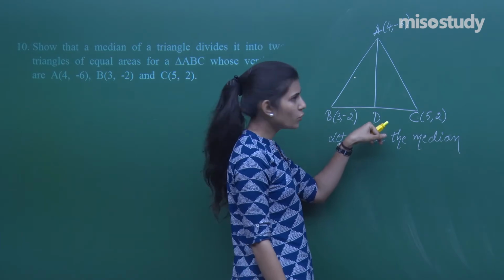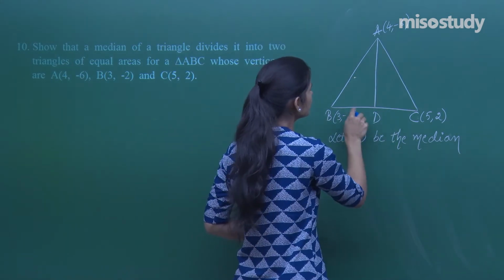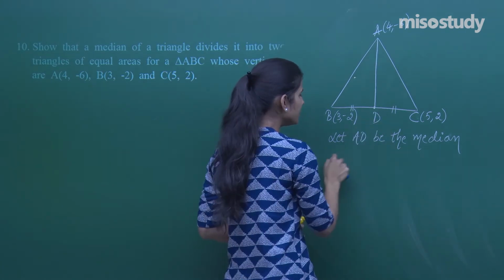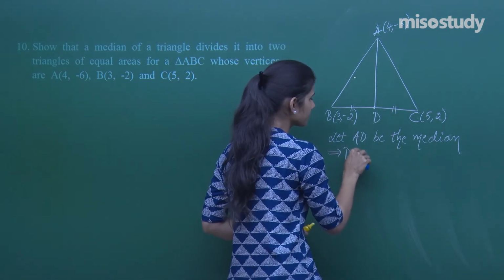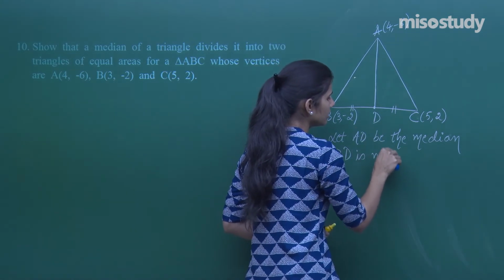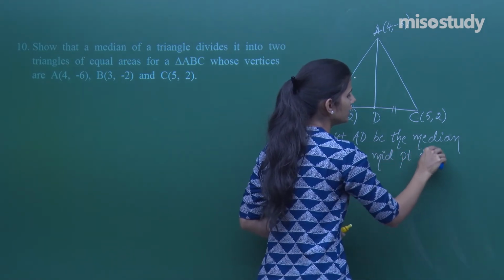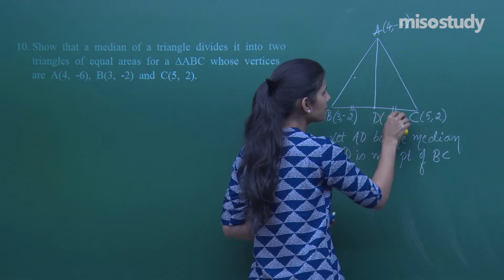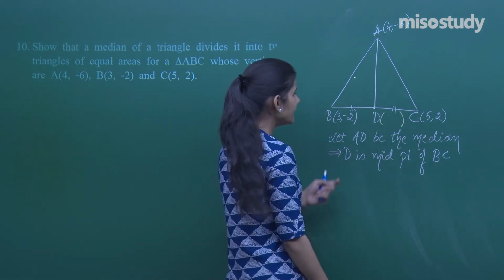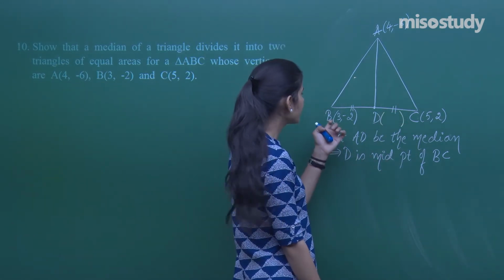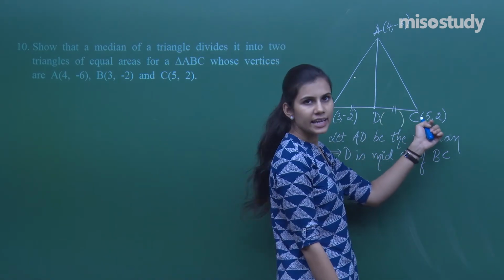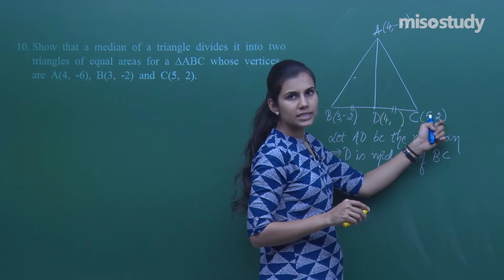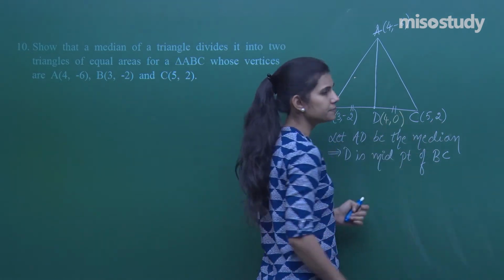So what is it going to do? It is going to divide the opposite side into two equal halves. That means D is the midpoint of BC. The moment you know D is the midpoint, it's very easy to compute the coordinates of D. Right? Section formula, the midpoint particular case. 3 plus 5, that is 8, divided by 2 gives you 4. Minus 2 plus 2, that is 0, divided by 2 gives you 0.